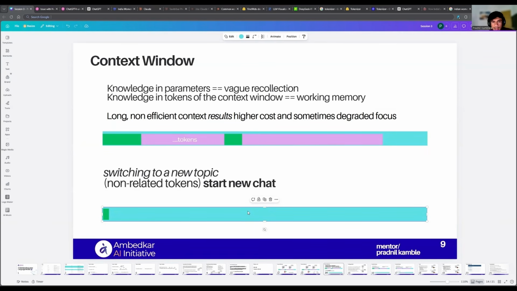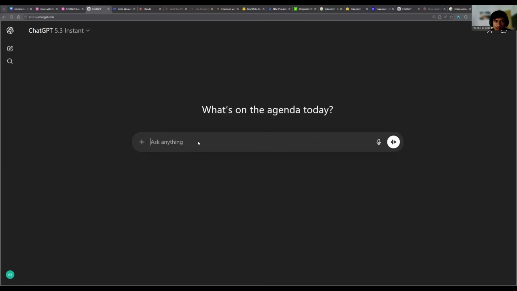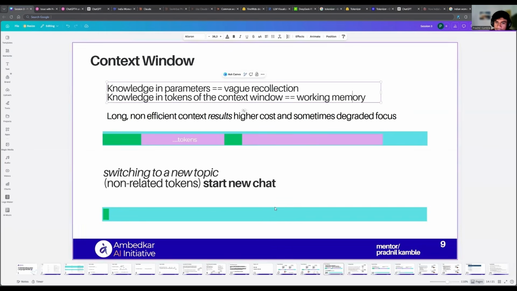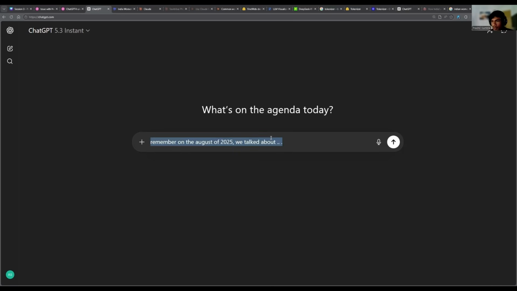Now, with this, it's also evident that these models don't remember anything. So it's really strange for me to ask this model, remember, in August of 2025 we talked about so and so. I think this doesn't make sense because, as you see, the working memory is new all the time. Whenever we hit new chat, a new context is created. So these models are not humans like we are.